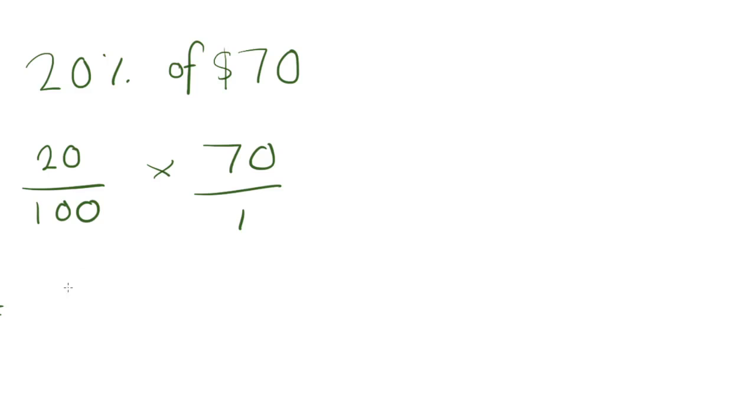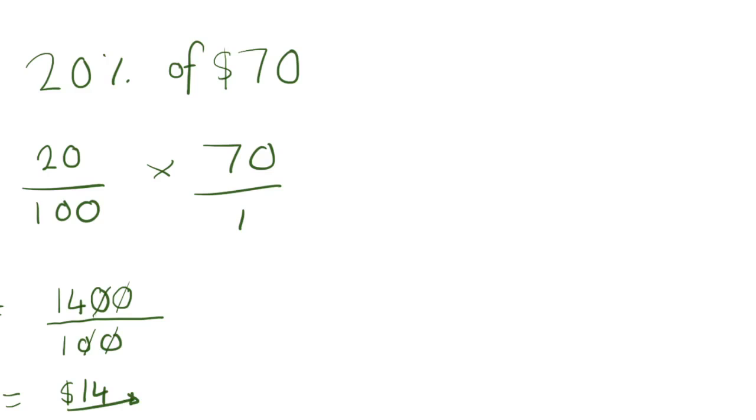So 20 100ths times 70 ones. When we multiply fractions, I multiply the numerators together. So 20 times 70. Remember that 2 times 7 is 14. Then I have a 0 for the 20 and a 0 for 70. So we've got 1,400 divided by 100. And just like last time, I'm going to simplify by crossing out the zeros. That leaves me with 14 over 1, which is the same as $14. So I save $14 during this sale.